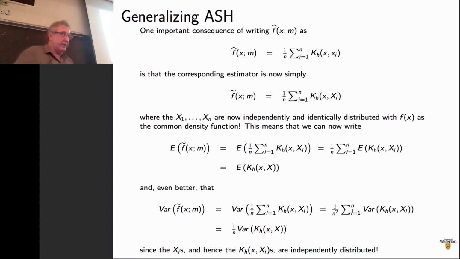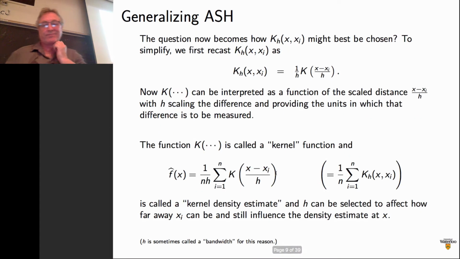Okay, and it all follows from the fact that the xi's are independent, and so the k of the xi's are also independent. So now I've taken this thing, not saying much about what k is. We know how ugly it is for the average shifted histogram, and I'm saying I know how to calculate the mean and variance of these two pieces; all I have to do is calculate the individual pieces. So the expected value of the estimator is the expected value of this one k function. So the question is, what should k be? That works for any k. It didn't have to be the average shifted histogram k.